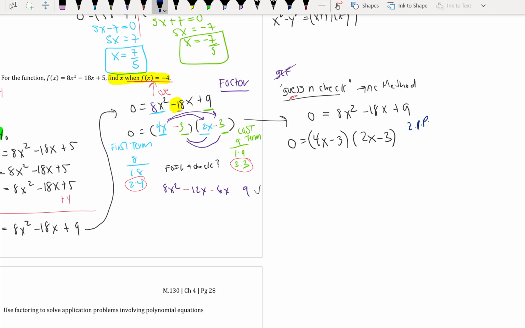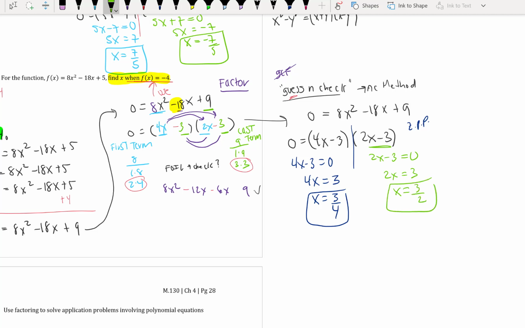So now, using the zero product principle, I'm going to set each parentheses equal to 0. So 4x minus 3 is equal to 0. So that 4x, when I add 3, it's positive 3. And when I divide by 4, I get 3/4. For my second parentheses, 2x minus 3 is equal to 0. I add 3 to both sides, and I divide by 2, so that x is equal to 3/2. So those are going to be my answers, 3/4 and 3/2.